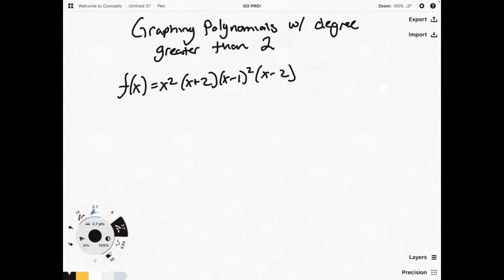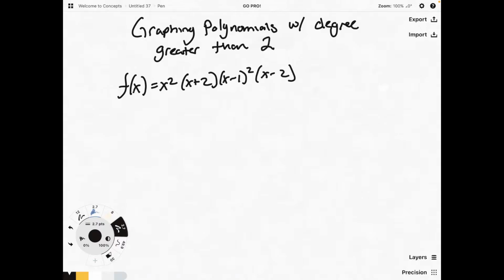The first problem we're going to look at is the function f of x equals x squared multiplied by x plus 2 multiplied by x minus 1 squared multiplied by x minus 2. As we can see, this problem is already factored. Again, we're just going to focus on a sign table. So what is a sign table? Well, the sign table will tell us where the graph intercepts on the x-axis. The sign table will help us understand the direction of the curve.